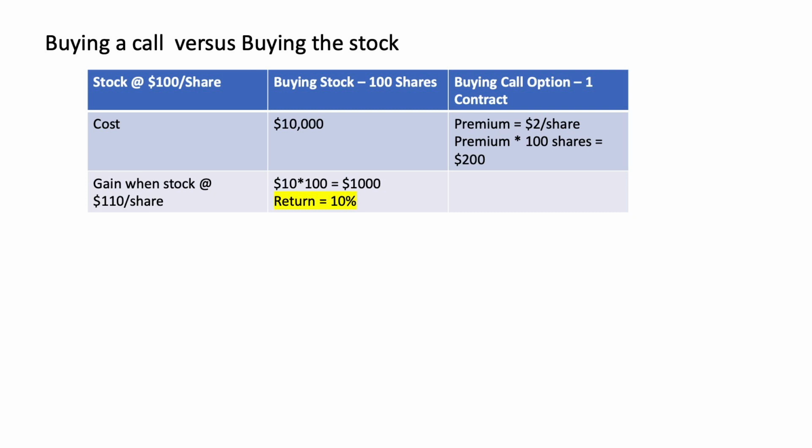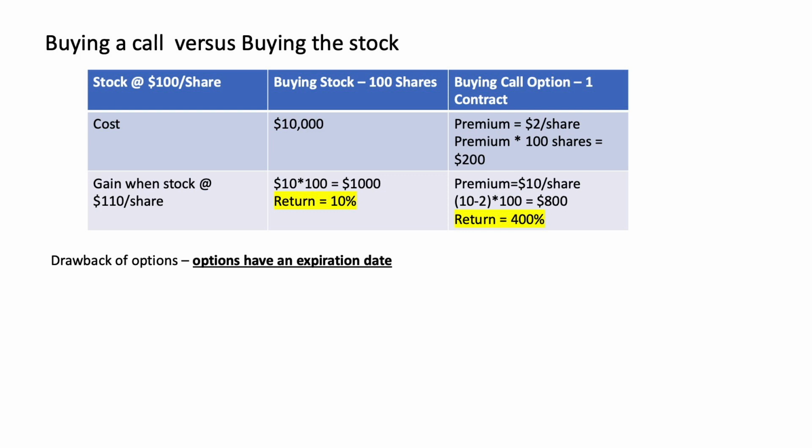Now let's say the stock were to go up to $110 per share. In the case where you bought the shares, your 100 shares would return $10 times 100, $1,000, or a return of 10%. In the case of buying one contract, your premium is now $10 per share, and your return would be 10 minus 2, or 8, times 100, which is $800. This is a return of 400%.